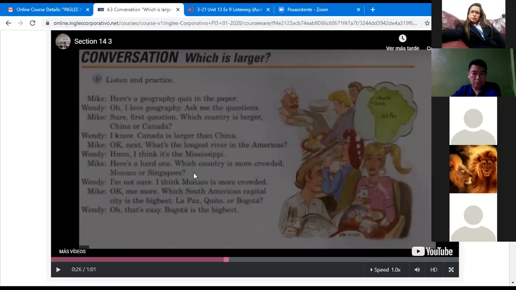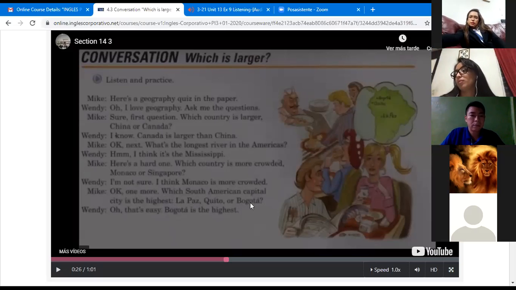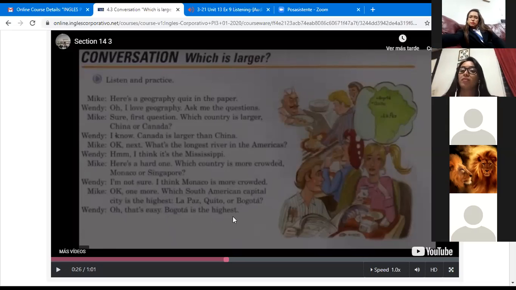Okay. Singapore. Which city is more crowded? Okay, for example, Usulután or La Unión? Usulután, right? La Unión. I'm not sure. Okay, say, I'm not sure. I think Monaco is more crowded. Okay, one more. Which South American capital city is the highest? La Paz, Quito, or Bogota? La Paz. Bogota is the highest. Okay, questions about vocabulary?